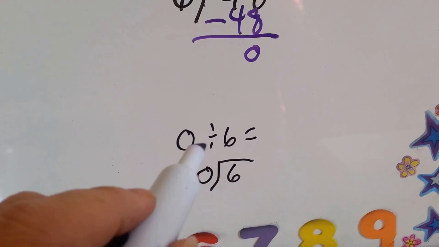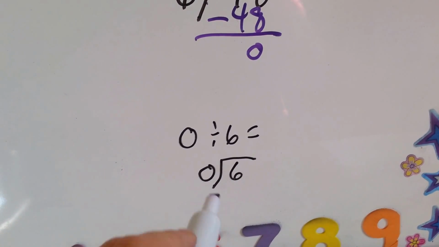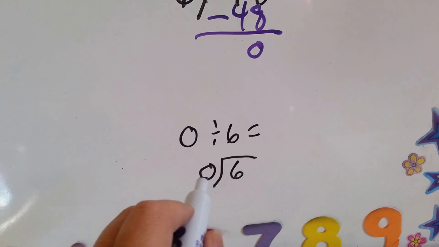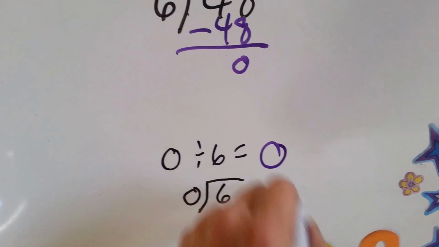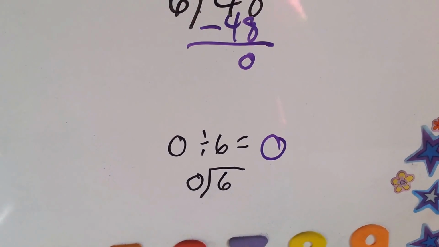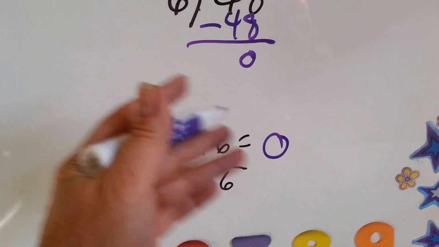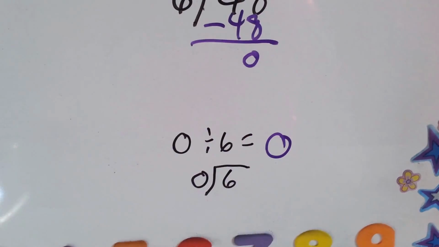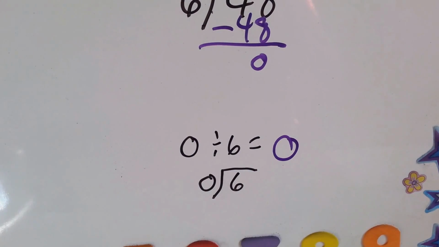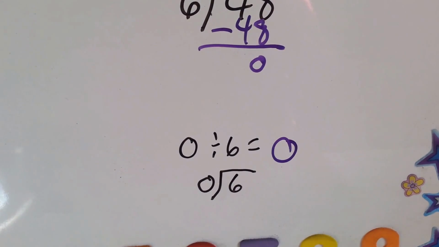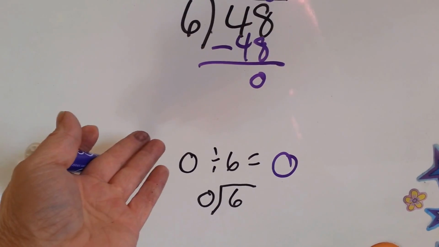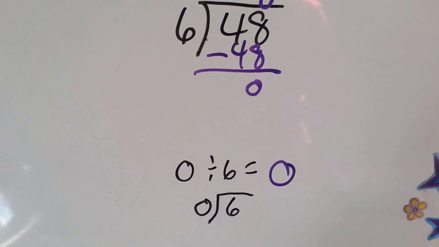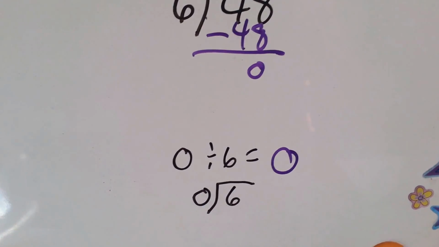How about 0 divided by 6? That would be like this. How many times can 0 go into 6? Silly. None. What if I said you have no candy and I want you to split it between 6 people? How many pieces would each person get? None. Because you had no candy in the first place. It doesn't matter how many times you split it up. Nobody's going to get any candy, right?